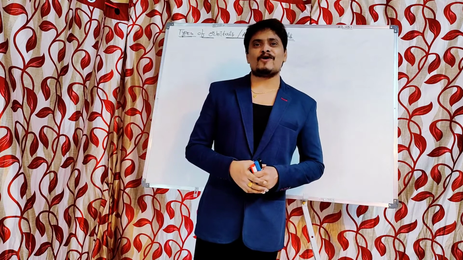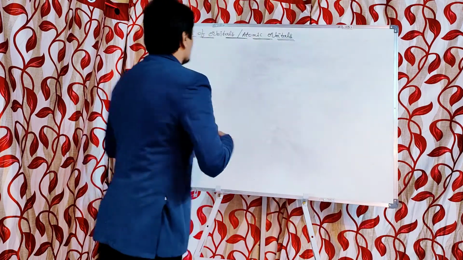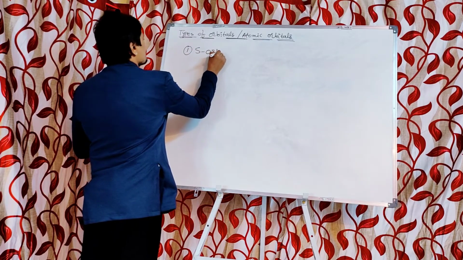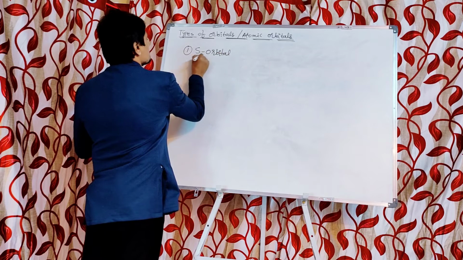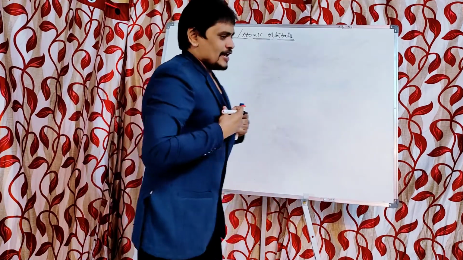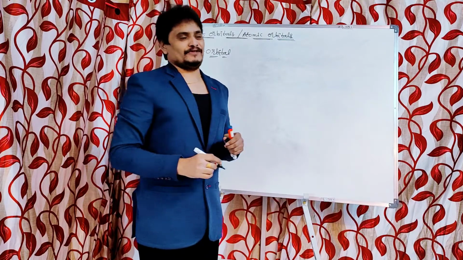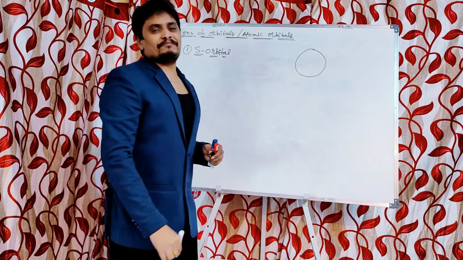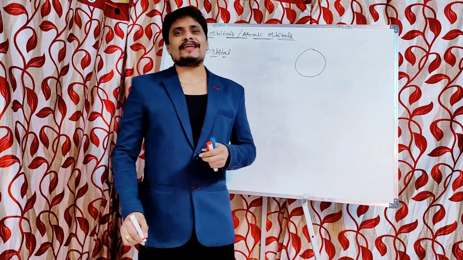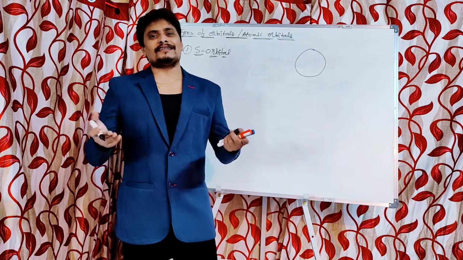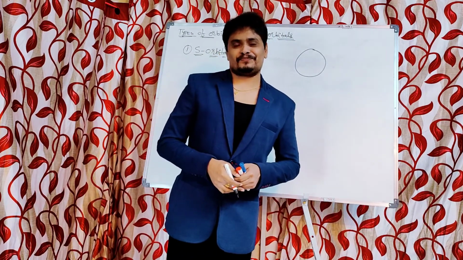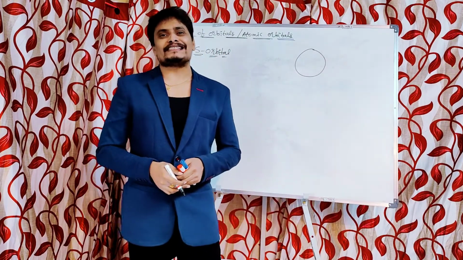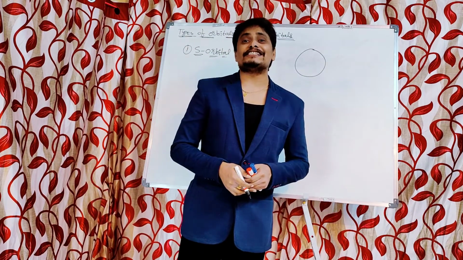So first let us discuss the S orbital. The S orbital is spherical in shape, students. And since it is spherical in shape, it is non-directional. We cannot say the direction of it. As it is non-directional, the number of nodal planes present in the S orbital is 0.